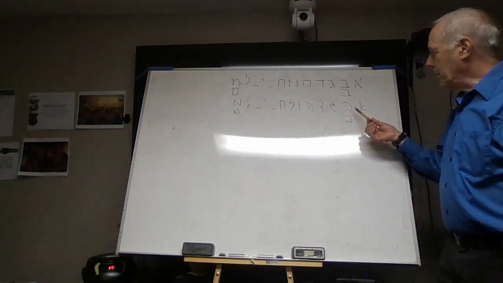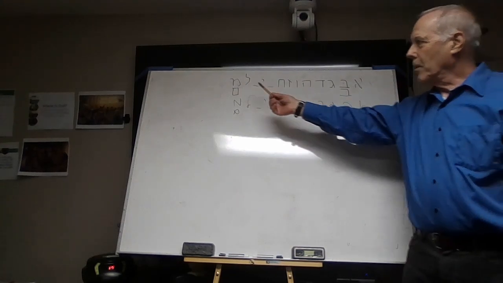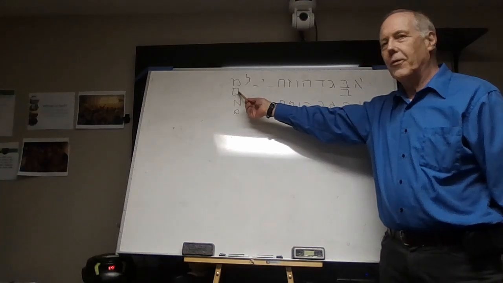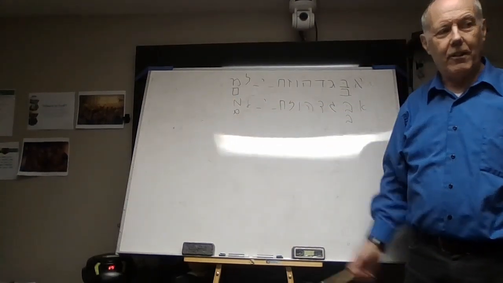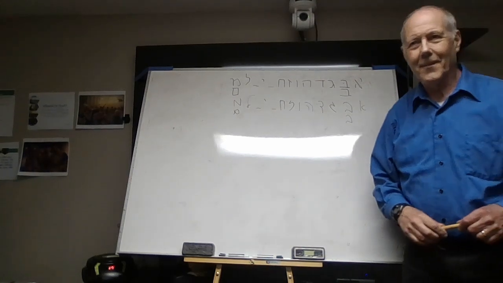So we've got a couple versions of this one. We've got Bet and Vet. And here we have Mem, and we have a final Mem, or Mem Sofit, when it's the last letter of a word. Mem Sofit.